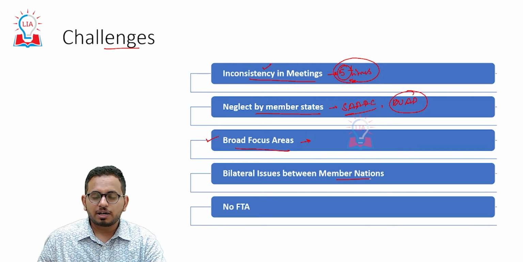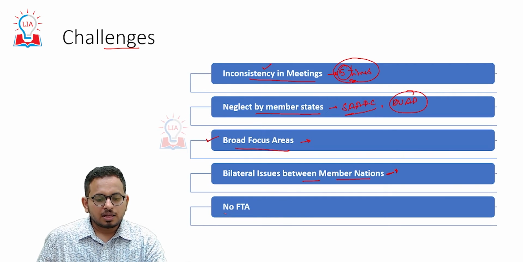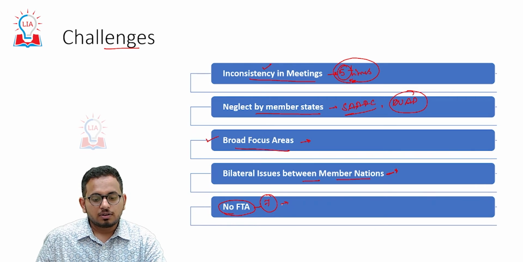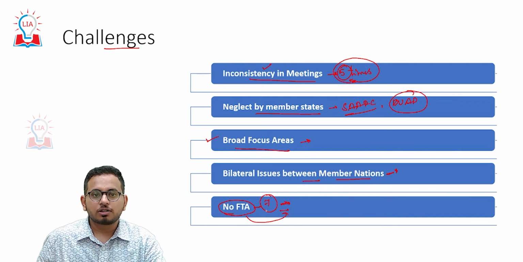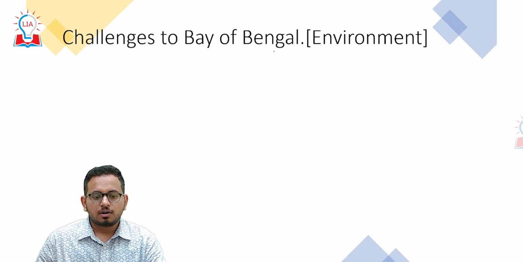Bilateral issues between member nations. For example, the Rohingya crisis that Myanmar is facing and the migrant issues that Bangladesh is facing because of the Rohingyas, such kind of bilateral issues are hindering the growth of BIMSTEC. There is no free trade agreement between the members. We have 7 partnering countries and there is no free trade agreement which can strengthen trade relations. There is no agreement or institution that way. So these are the challenges with respect to BIMSTEC.